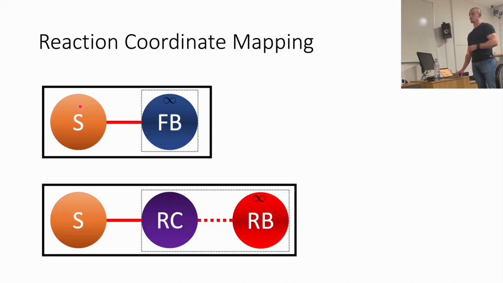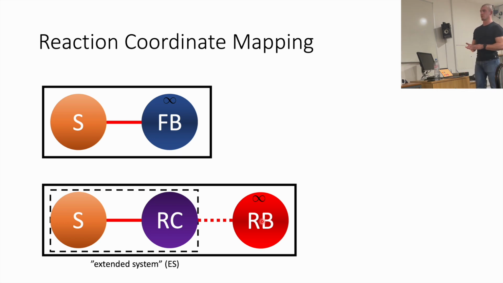So this is what I started with, a system strongly interacting with the full bath. And I've mapped it exactly to the system strongly interacting with this single mode, the reaction coordinate, which is weakly interacting with an infinite set of modes in this residual bath. So everything inside that dotted box is the same. The full bath is made up of the reaction coordinate interacting with the residual bath. And now I'll draw a box around these two things instead, the system and the reaction coordinate, and I'll call this an extended system.